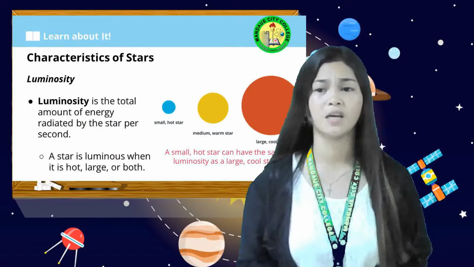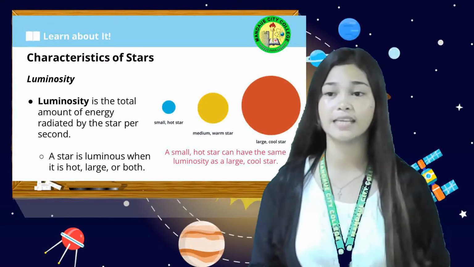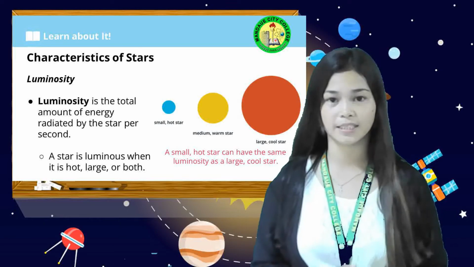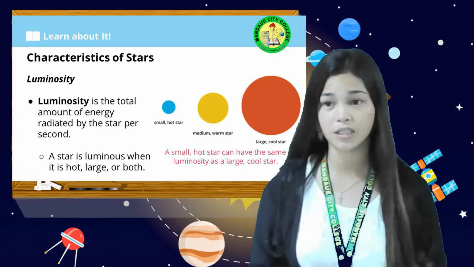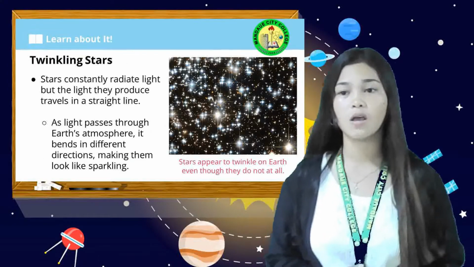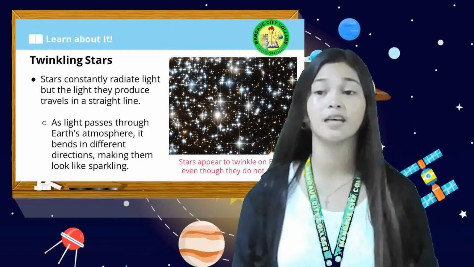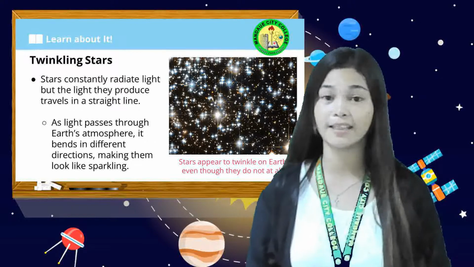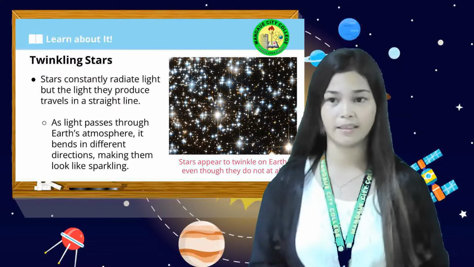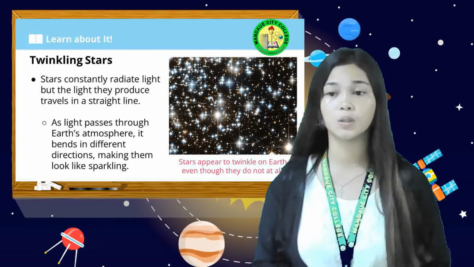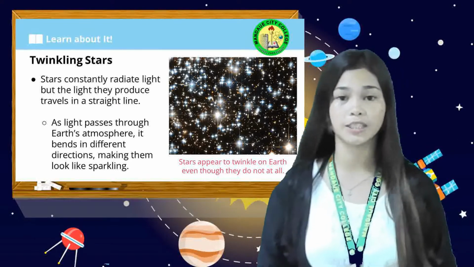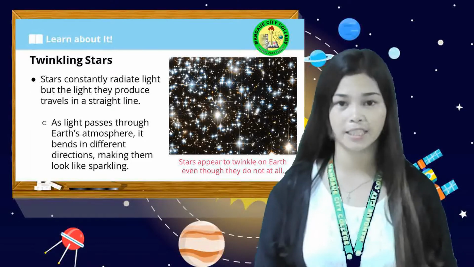The luminosity. When we say luminosity, it is the total amount of energy radiated by the star per second. A star is luminous when it is hot, large, or both. Twinkling stars: a star constantly radiates light, but the light it produces travels as a straight line. As the light passes through Earth's atmosphere, it bends in different directions, making stars look like they are sparkling.